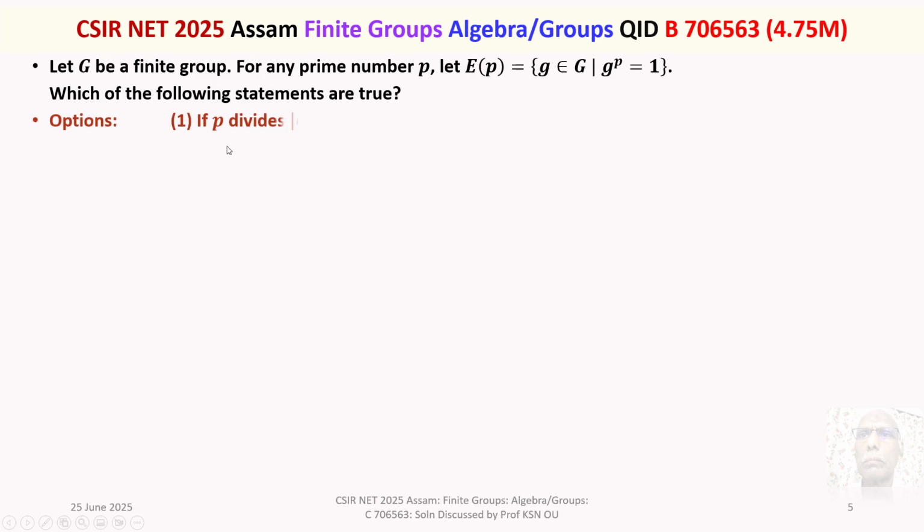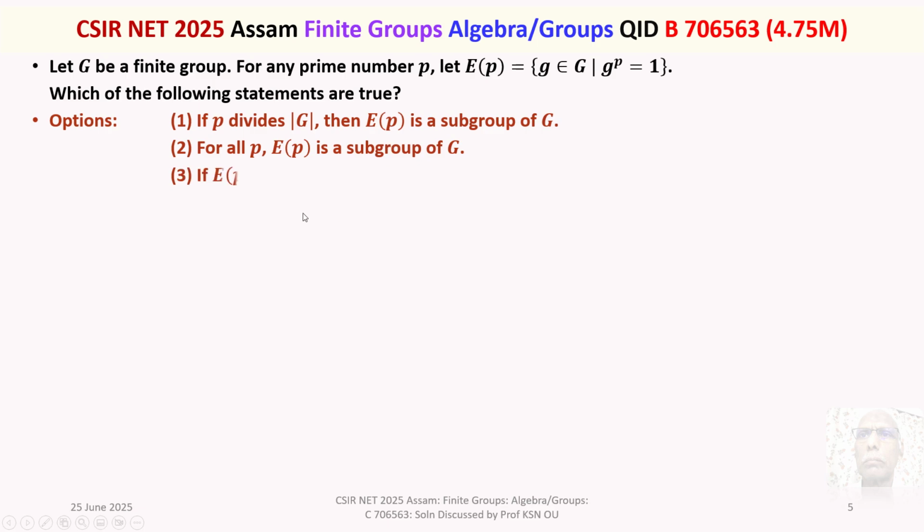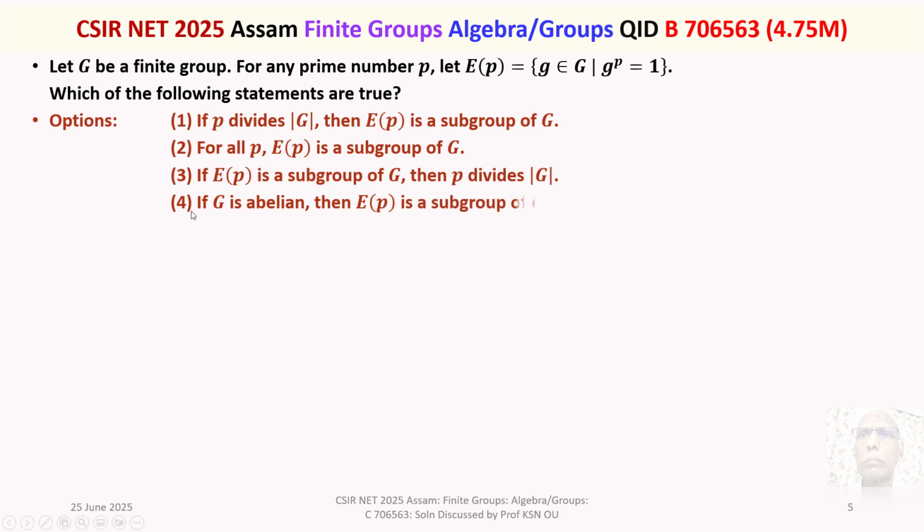We are given 4 options. Option 1, if P divides order of G, then E of P is a subgroup of G. Option 2, for all P, E of P is a subgroup of G. Option 3, if E of P is a subgroup of G, then P divides order of G. Option 4, if G is abelian, then E of P is a subgroup of G. Let's now discuss the solution of the problem in detail.